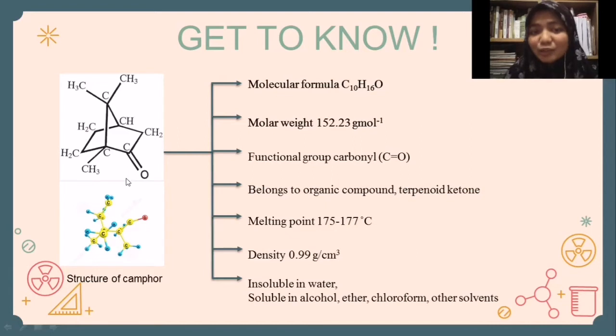The functional group of camphor is C double bond O, which is a carbonyl group, as we can see in this 2D structure. Since it is a carbonyl group, it belongs to the organic compounds, which is terpenoid ketone. The melting point is 175 to 177 degrees Celsius. Its density is 0.99 grams per centimeter cubed. This camphor is insoluble in water but soluble in alcohol, ether, chloroform, and other organic solvents.